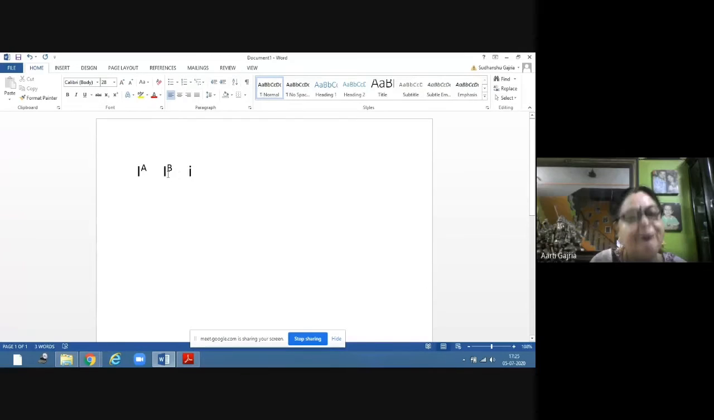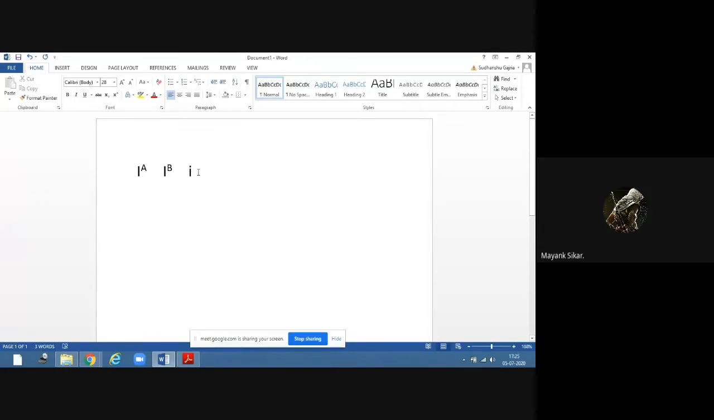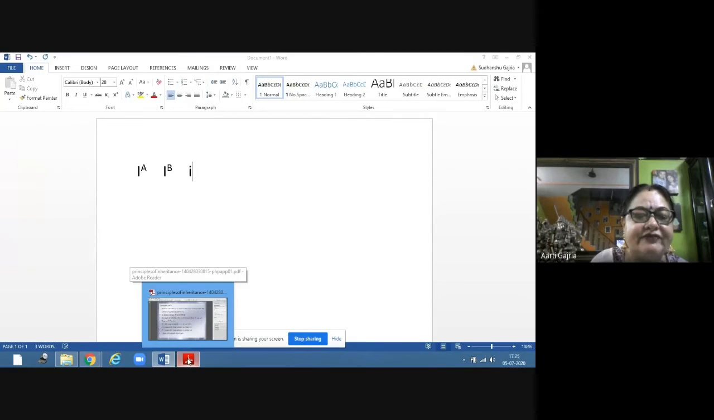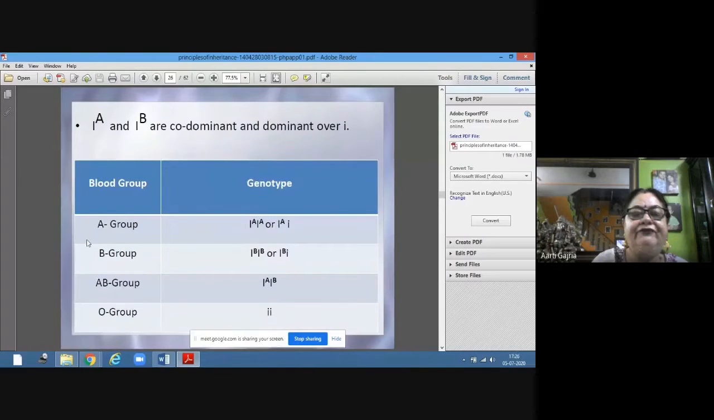B B. Very good. If it is small i and small i? O O. Very good. So these are the combinations which can be there. Now, if the blood group is A, what can be the genotype?